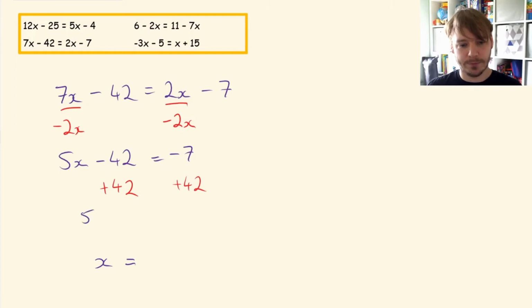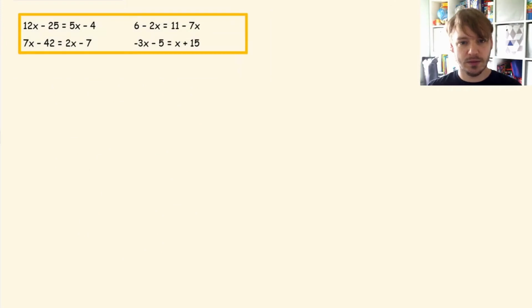So I have 5x equals, and then negative 7 plus 42 is 35. And then final step, I want to divide both sides by 5. 5x divided by 5 is x, where we want it to be, and 35 divided by 5 is 7. So that's not too bad, that's pretty straightforward.